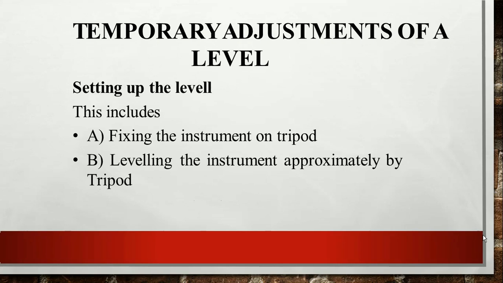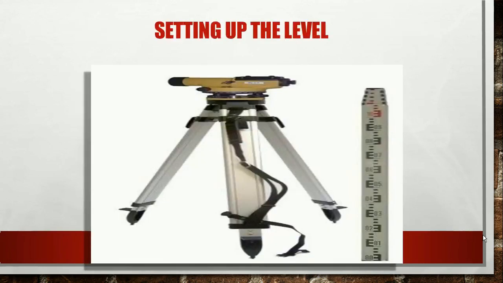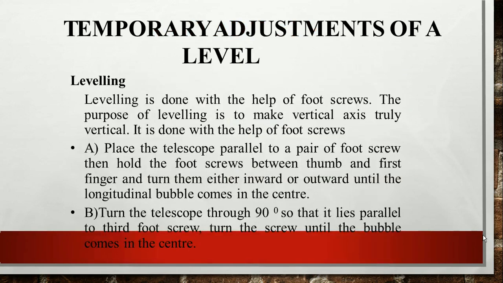So setting up the level includes, first of all, fixing the instrument on the tripod stand. The tripod basically consists of three legs over which you have to fix the level instrument, right? Number two is leveling the instrument approximately by the tripod. So first of all the setting up of the instrument is carried out, okay? This is the tripod containing three legs and the level is mounted over the tripod, and there is a leveling staff.